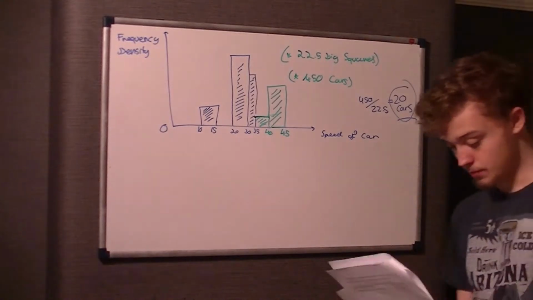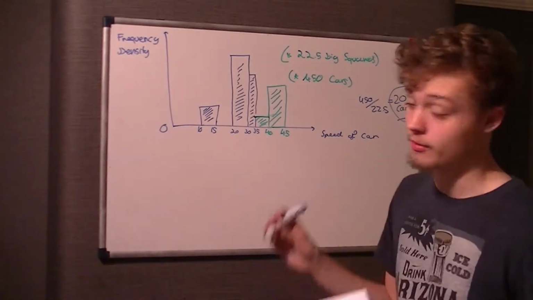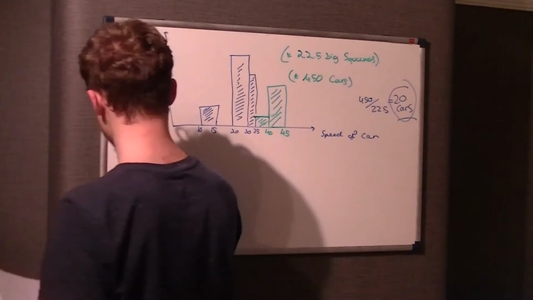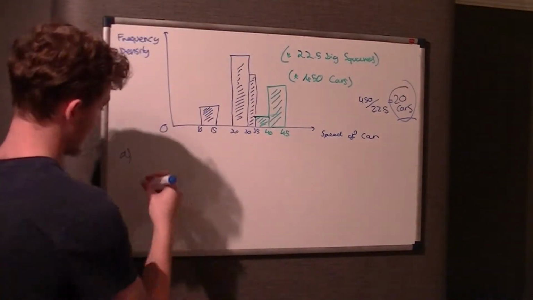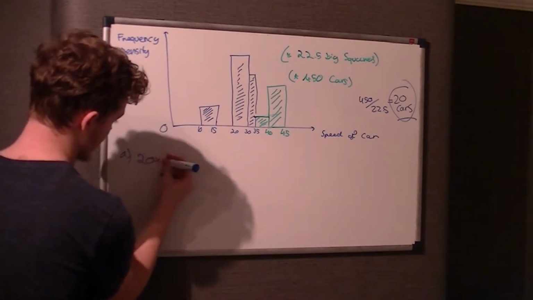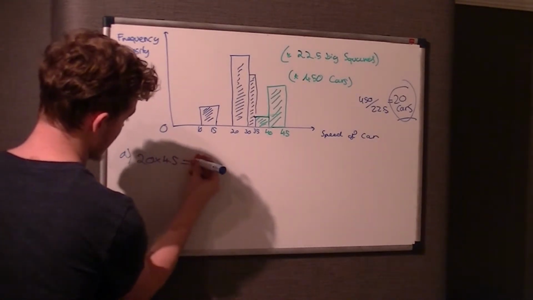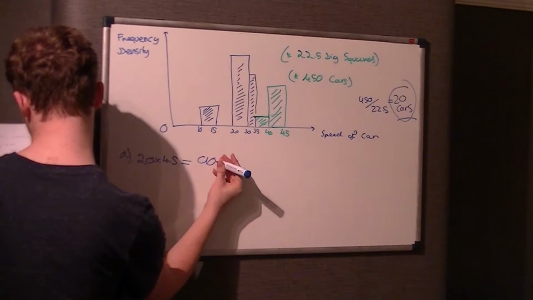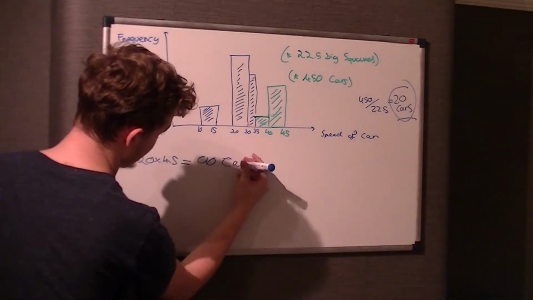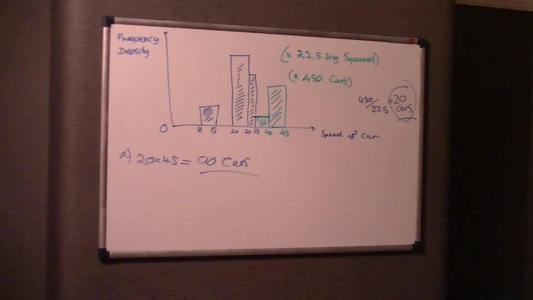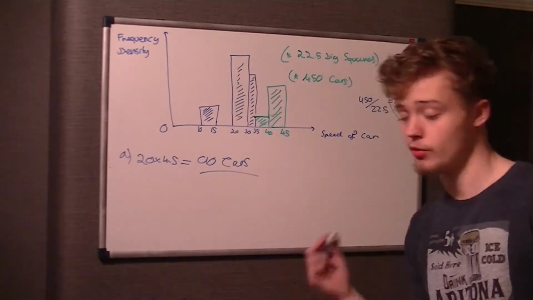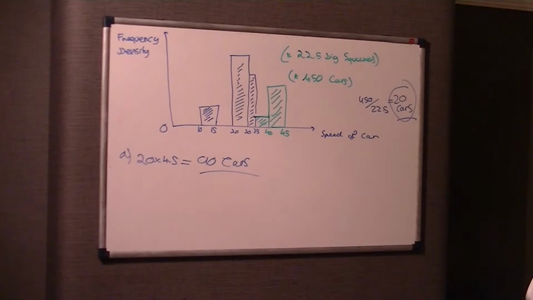I've counted 4.5 squares. As each big square counts as 20 cars, we do 20 times 4.5 and we get an answer of 90 cars. So there are 90 cars speeding, 90 out of the 450 cars, over 5 miles an hour above the speed limit.